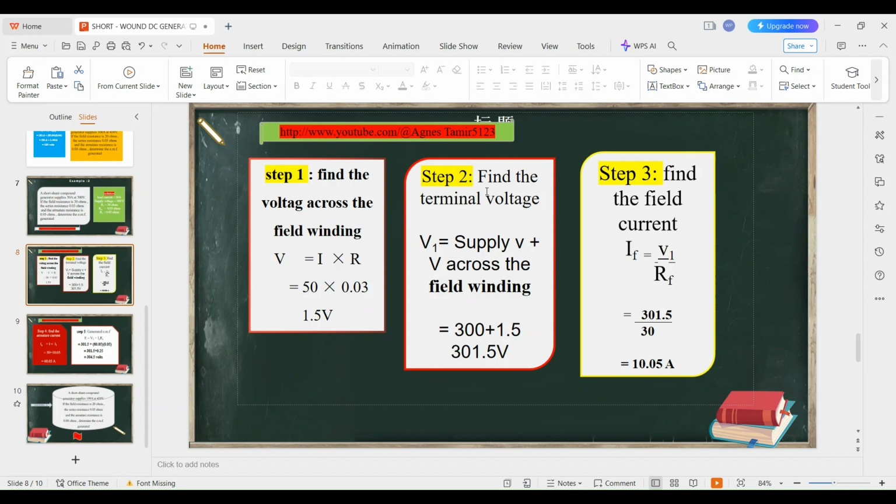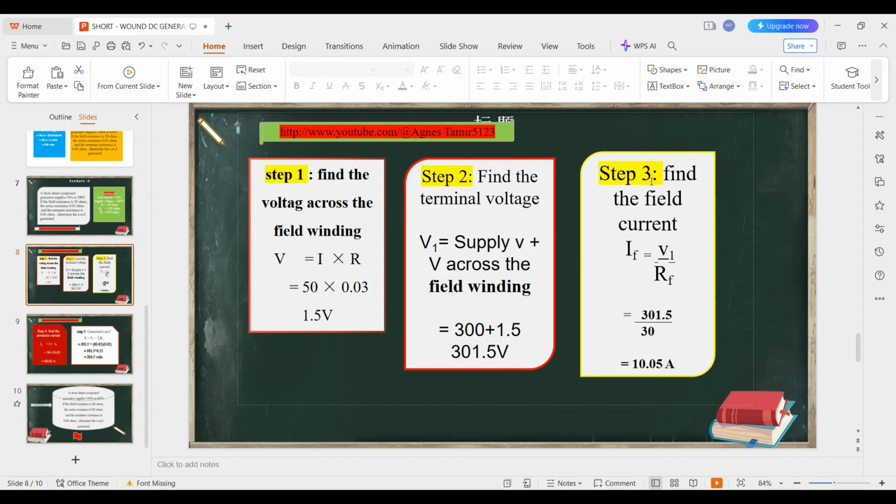Let's look at step 2. Step 2 says we look for the terminal voltage. How do we calculate the terminal voltage? Using the previous diagram that I had drawn in the first example, we have seen that the terminal voltage will be given by adding all the voltages across that circuit. That is the supply voltage plus the voltage drop. Our supply voltage is 300 and our voltage drop is 1.5. Therefore, our terminal voltage will be 301.5 volts.